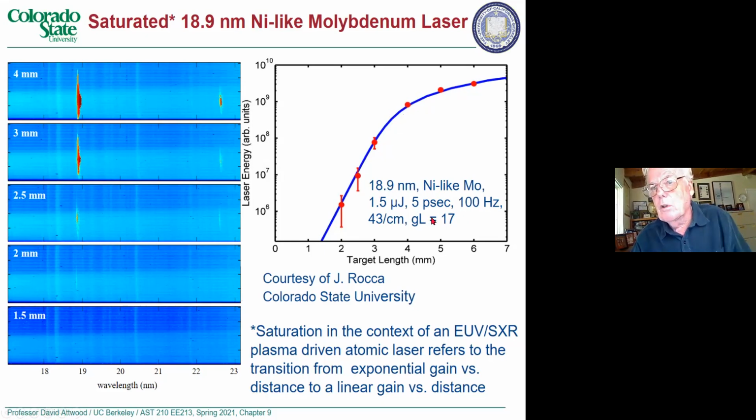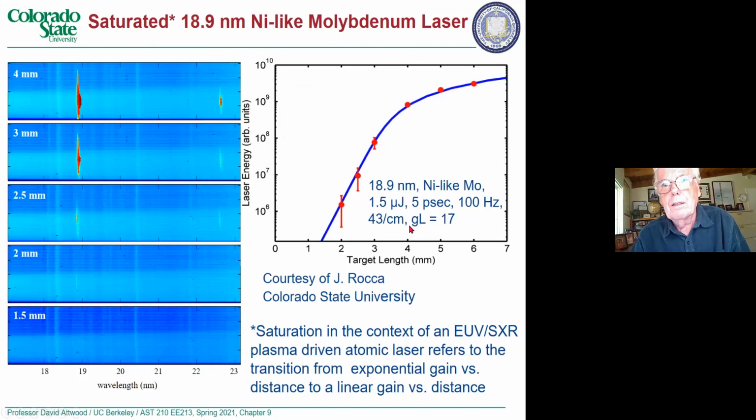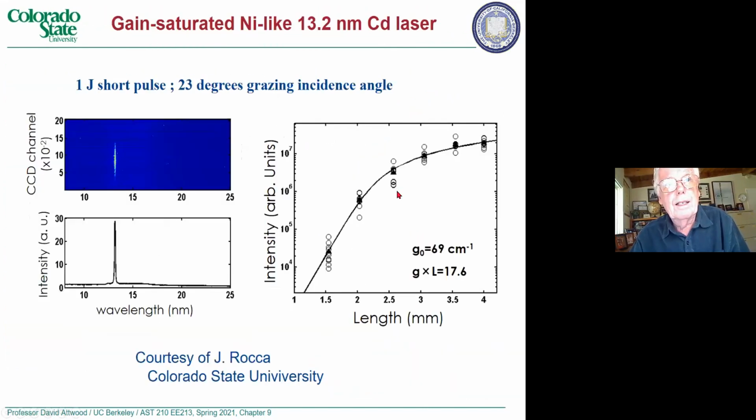And this is the so-called gain length product. This is just pictorially showing the data, where the 1.5 would be over here, in millimeters. And here you're starting to see saturation when you get up to like 4. And I'm sorry, I didn't say one thing here. So this is 18.9 nanometers.